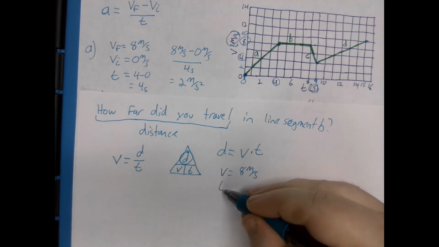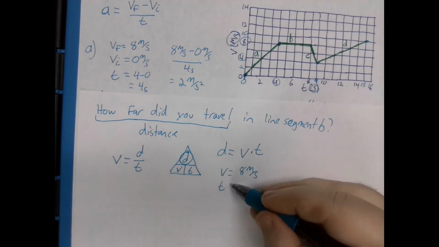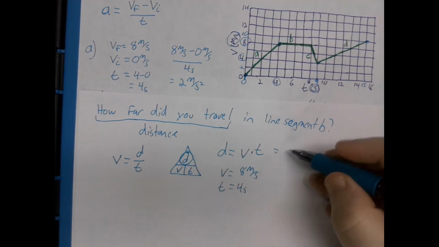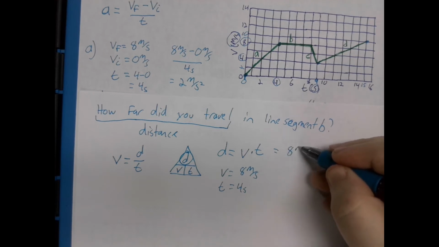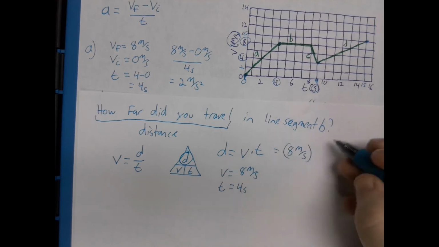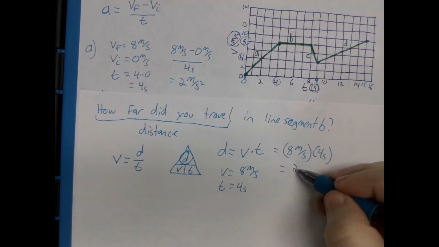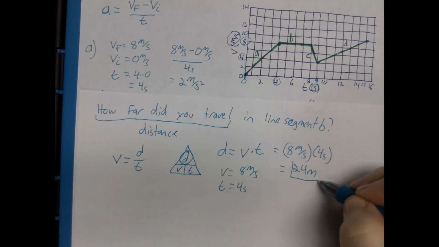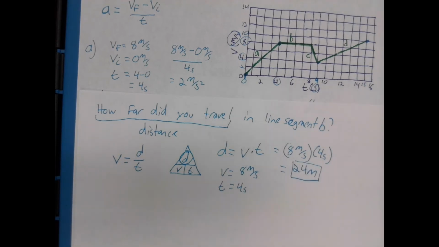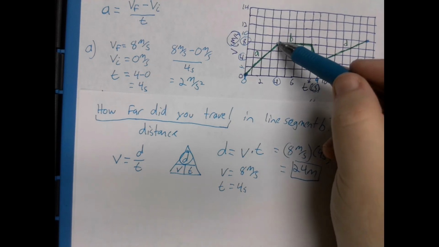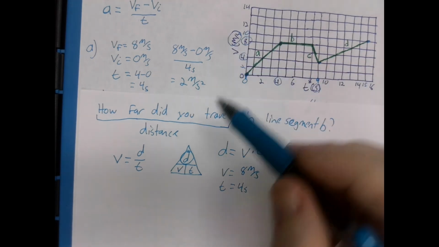So our time from 4 to 8 seconds, that's 4 seconds long. So our distance would be equal to 8 meters per second times 4 seconds. So that's 24 meters. Make sure you're paying attention to what these numbers mean. These numbers mean your speed.